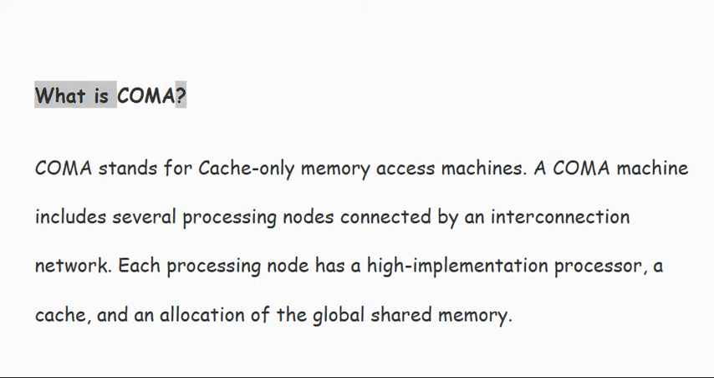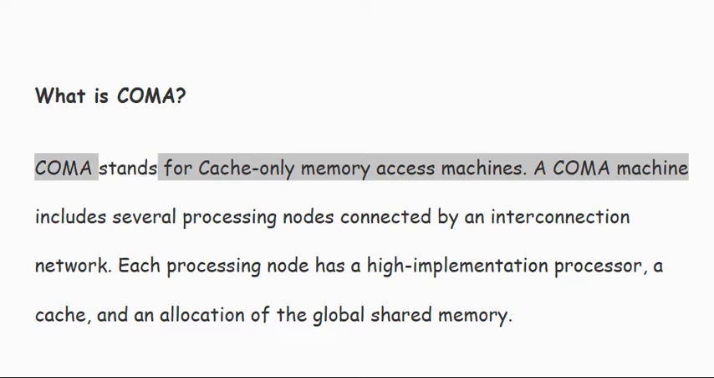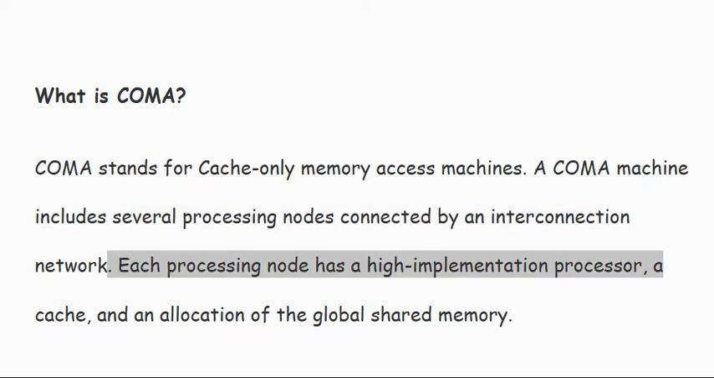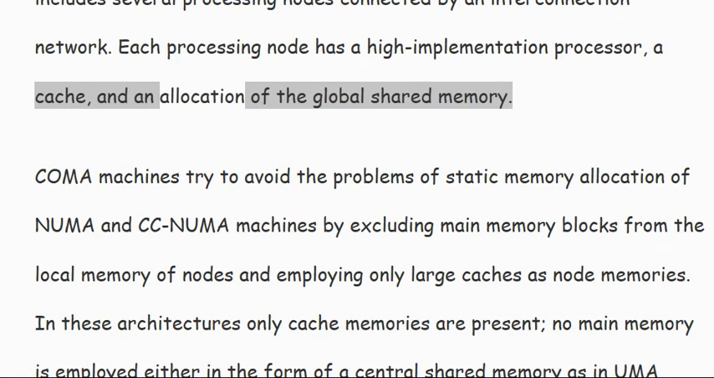What is COMA? COMA stands for Cache-Only Memory Access Machines. A COMA machine includes several processing nodes connected by an interconnection network. Each processing node has a high-performance processor, a cache, and an allocation of the global shared memory.